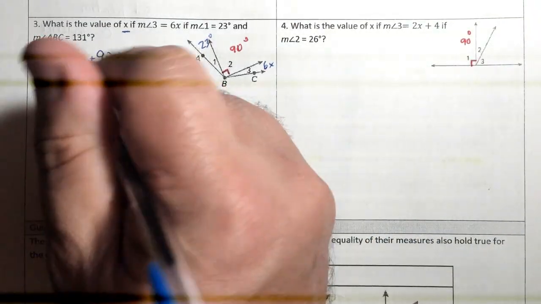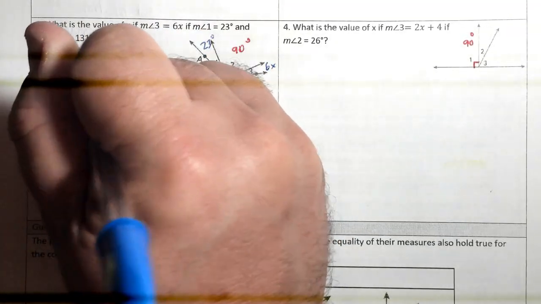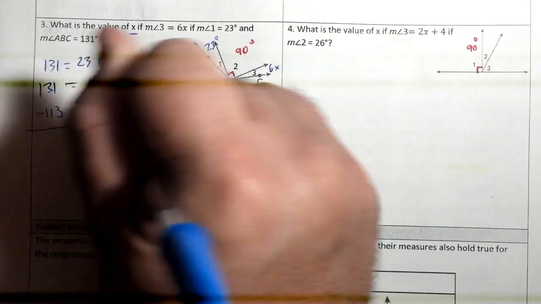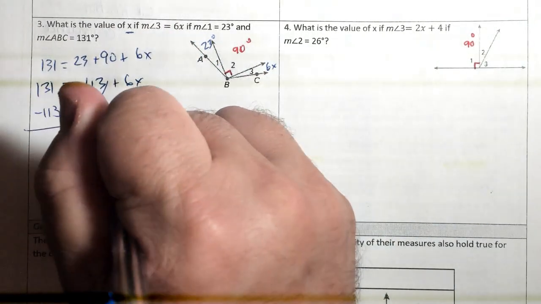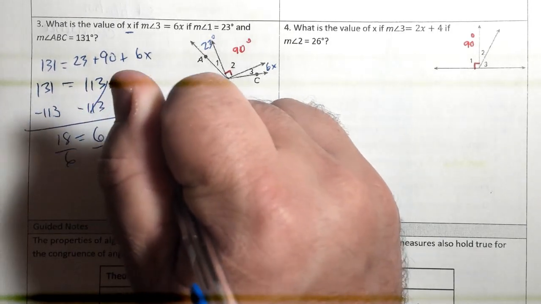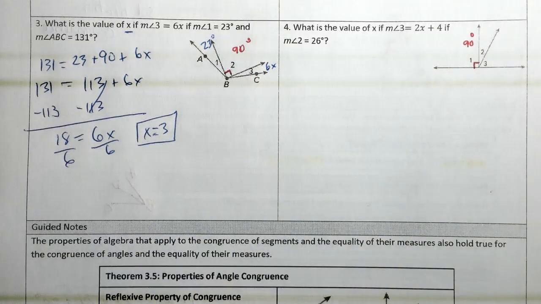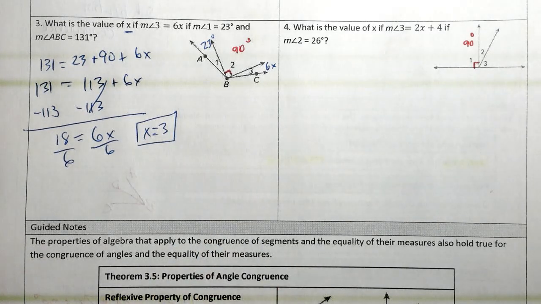Okay? 90 plus 23 is 113. We're going to subtract 113 again. This time 6x equals 18. So we're going to divide both sides by 6. x is going to equal 3. Notice the first time it was 18. This time they changed x to 6x. All we did was divide it by 6. And 18 divided by 6 is 3. So that's why x was 3. But if you were to say, okay, well, what's the measure of angle 3? 6 times 3 is 18. That's what it was in the first problem.